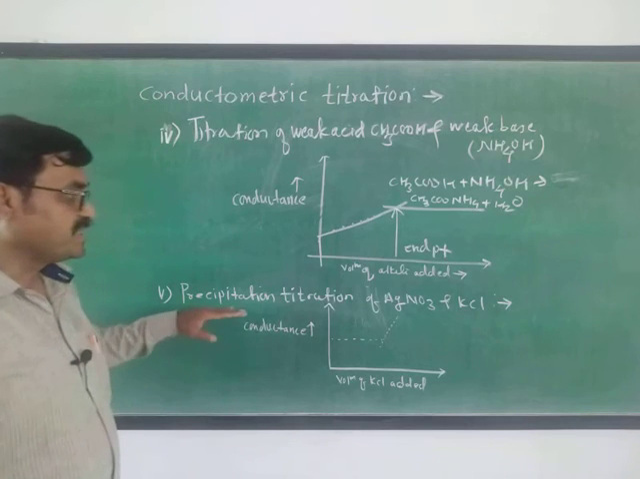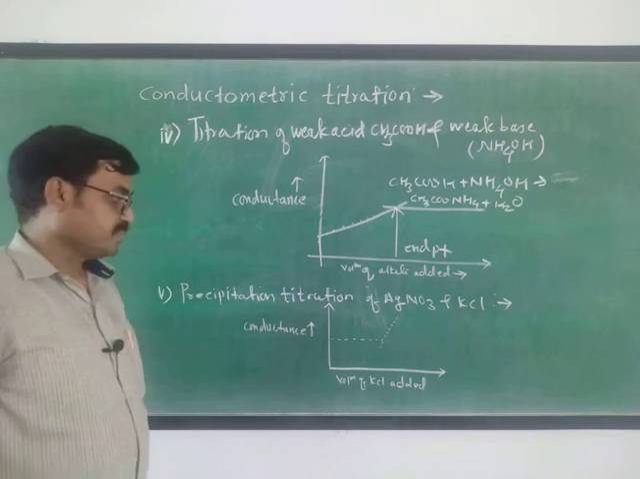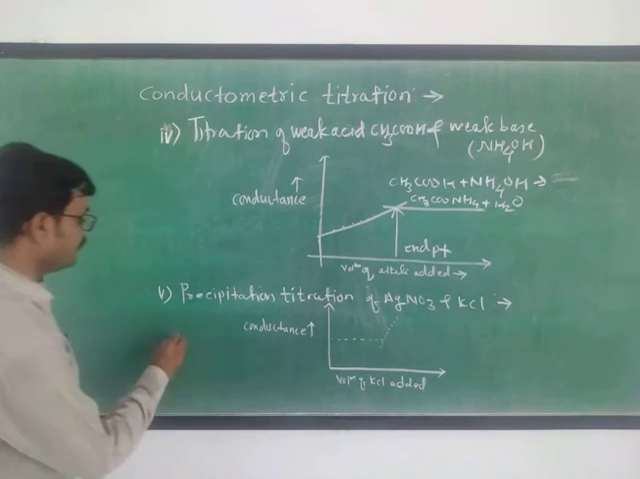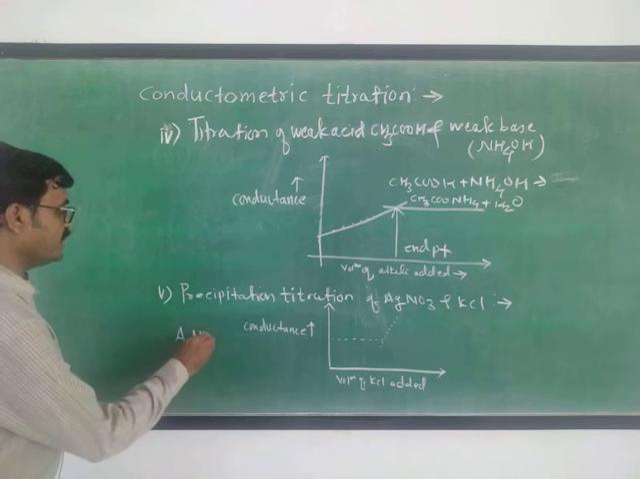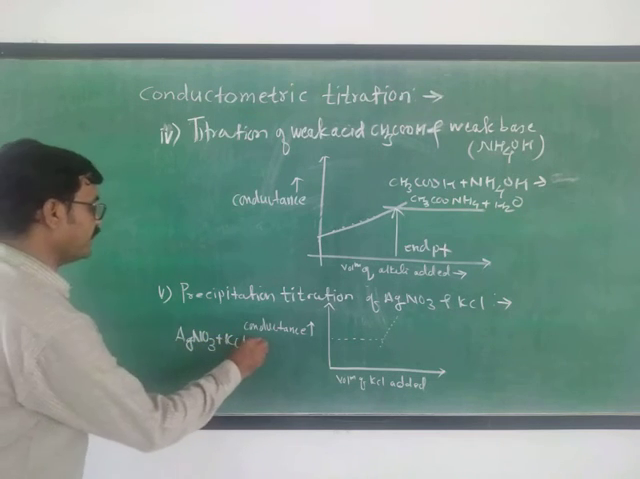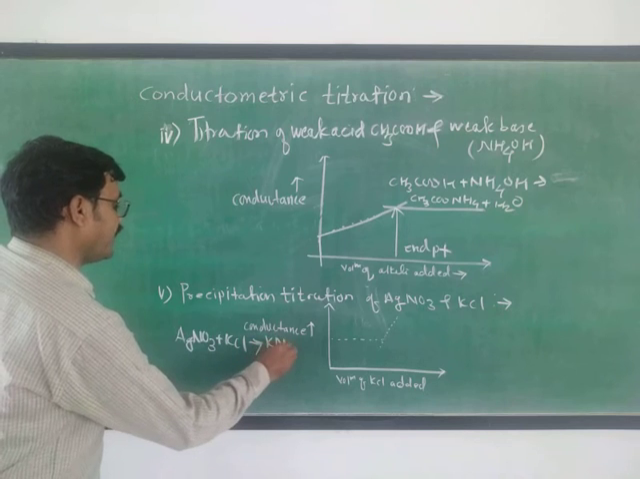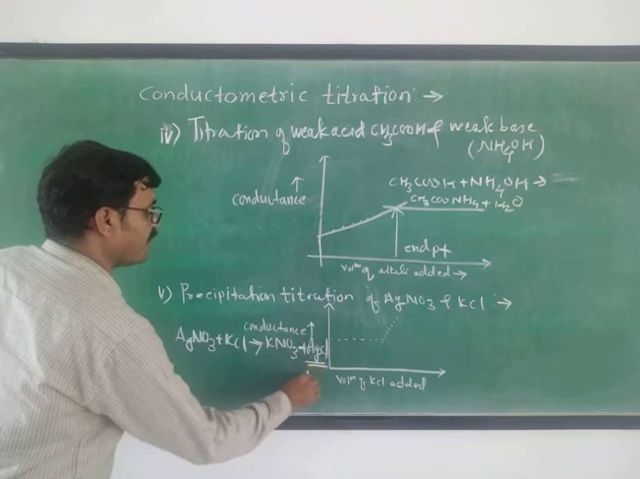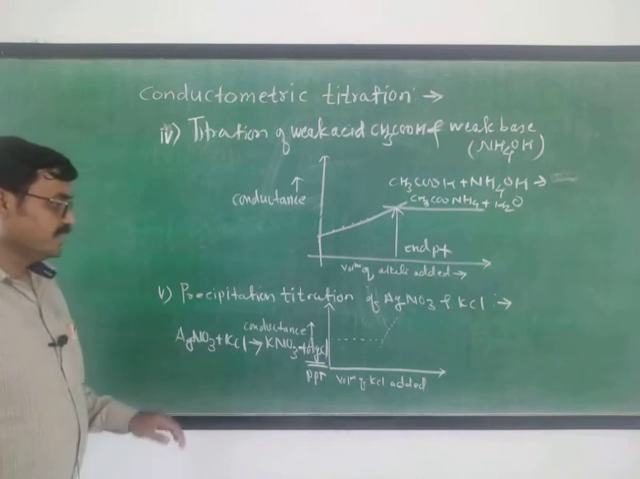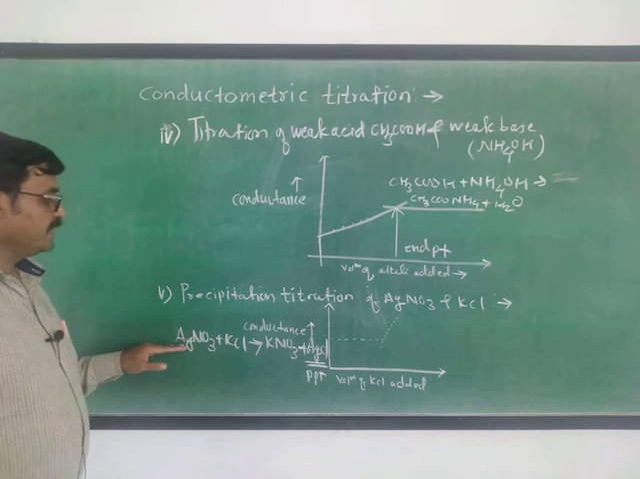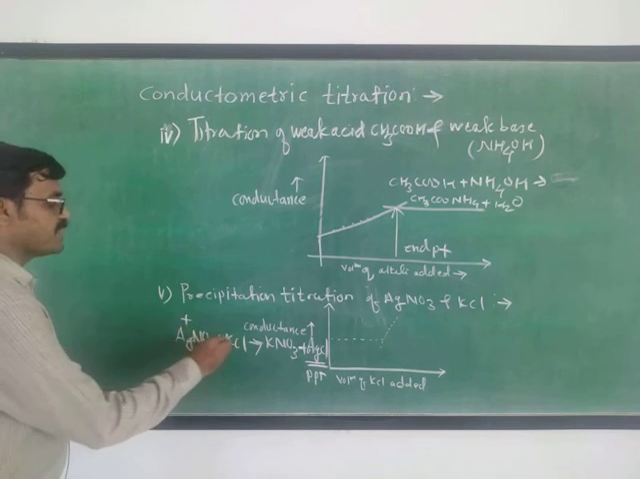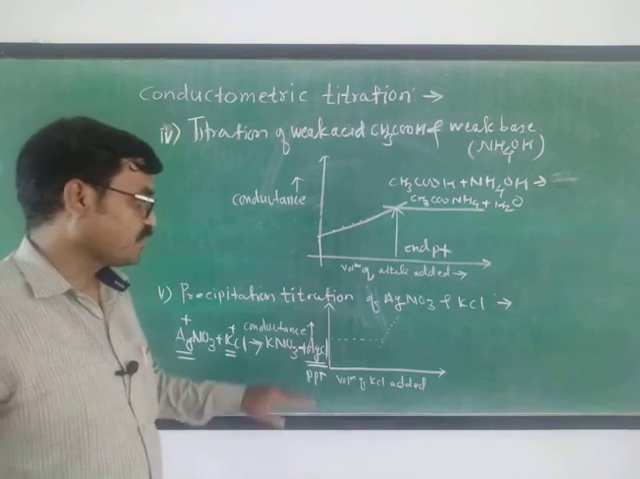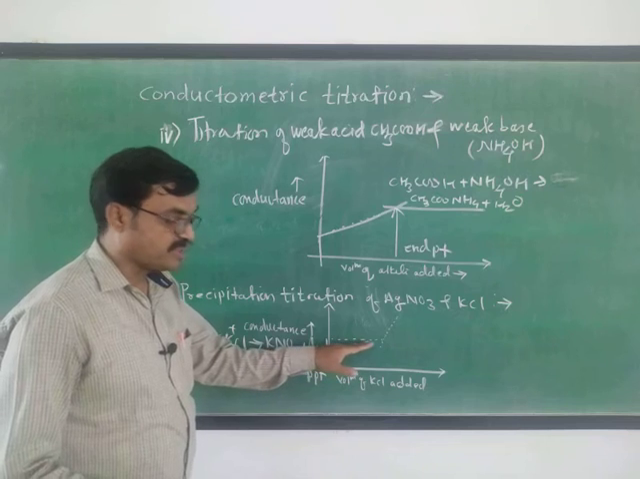And next one is the precipitation titration. Here, if we take the example of titration of AgNO3, when AgNO3 is allowed to titrate with this KCl, then what happens? It gives KNO3 plus AgCl. This AgCl is formed as a precipitate. Here, initially, the mobility of these Ag plus ions and the mobility of K plus ions are near about the same. That's why there is no appreciable change in the conductance.